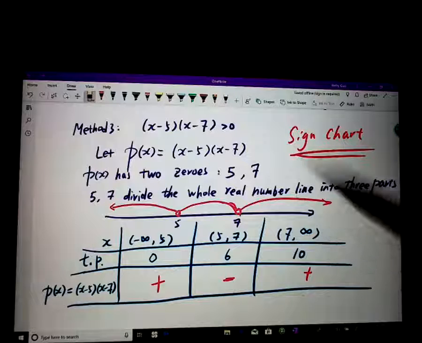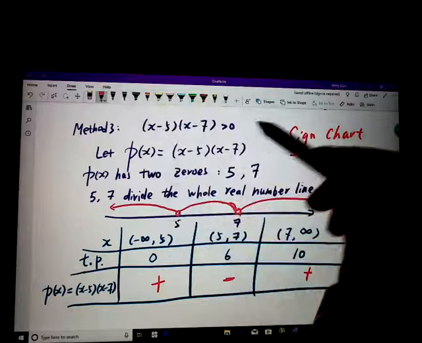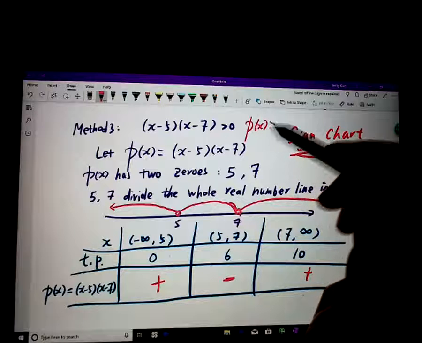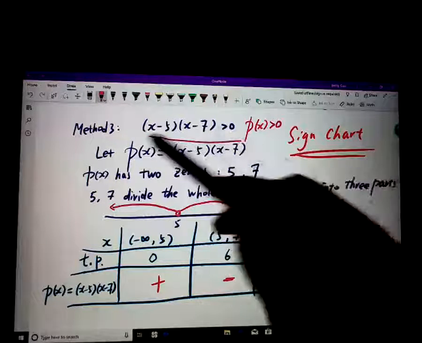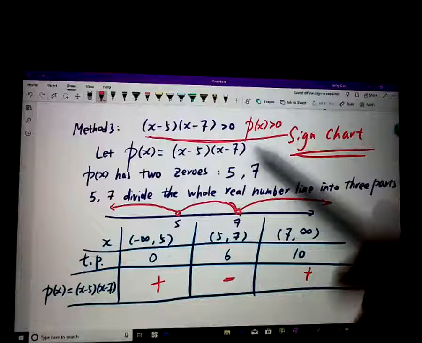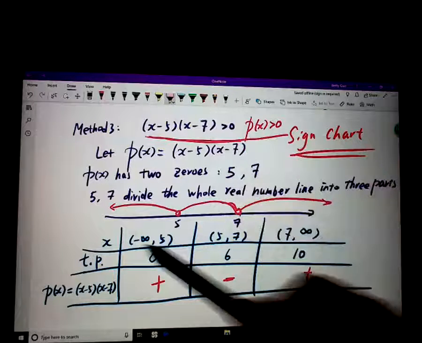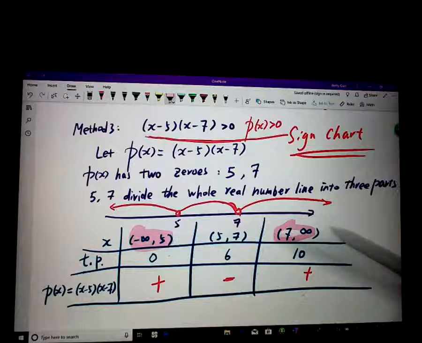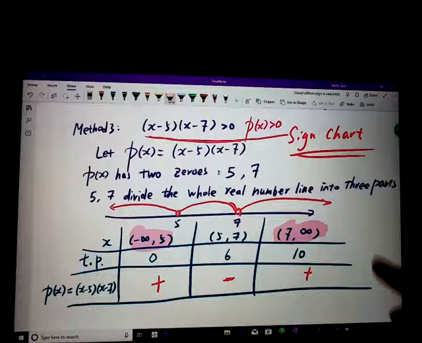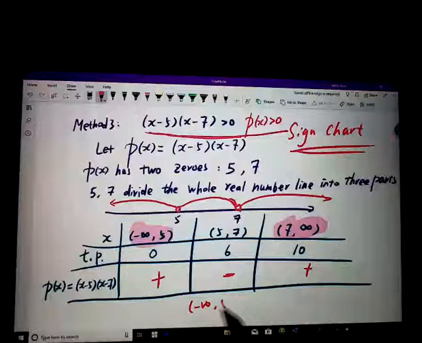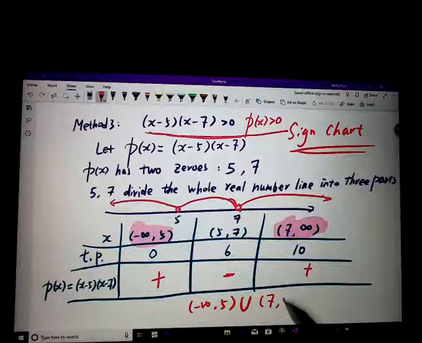And what are we looking for? We are looking for the intervals over which P of x is positive. The original inequality is P of x bigger than 0. So we are looking for this interval and this interval, because over these two intervals the function P of x is positive. So the solution set is going to be the union of the two open intervals. Again, we have the same result. Okay, so I'm going to stop here and start another video.